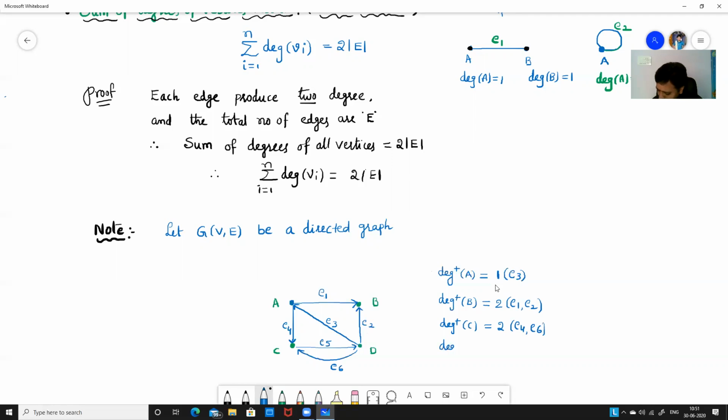Then what is the in degree of D? In degree of D means E5, only E5 is available. That is only one, which equals E5. Clear? E5.